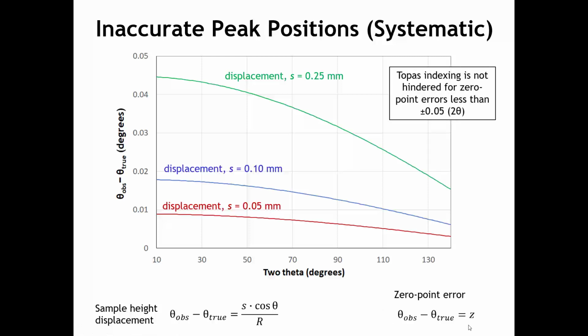Now, in the Topas paper, Coelho says that as long as your zero-point errors are less than plus or minus 0.05 2 theta, it really shouldn't hinder your indexing efforts very much. I will tell you from experience that with the older programs like Dicvol, Ito, Treor, a zero-point error of 0.05 degrees 2 theta will make a really big difference, and it'll make it hard for those programs to get the right answer.